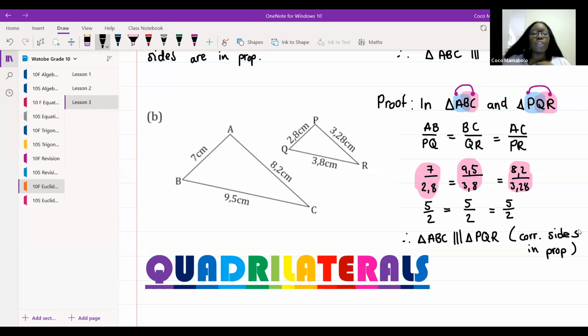Mateo says, ma'am, when do we know to cross multiply? Mateo, if they didn't give you an answer for this side, if they said to you, find AC, you're looking for the side, therefore then you must cross. So if they don't give you the side, then you must cross multiply to find the side. Okay, I hope that makes sense.